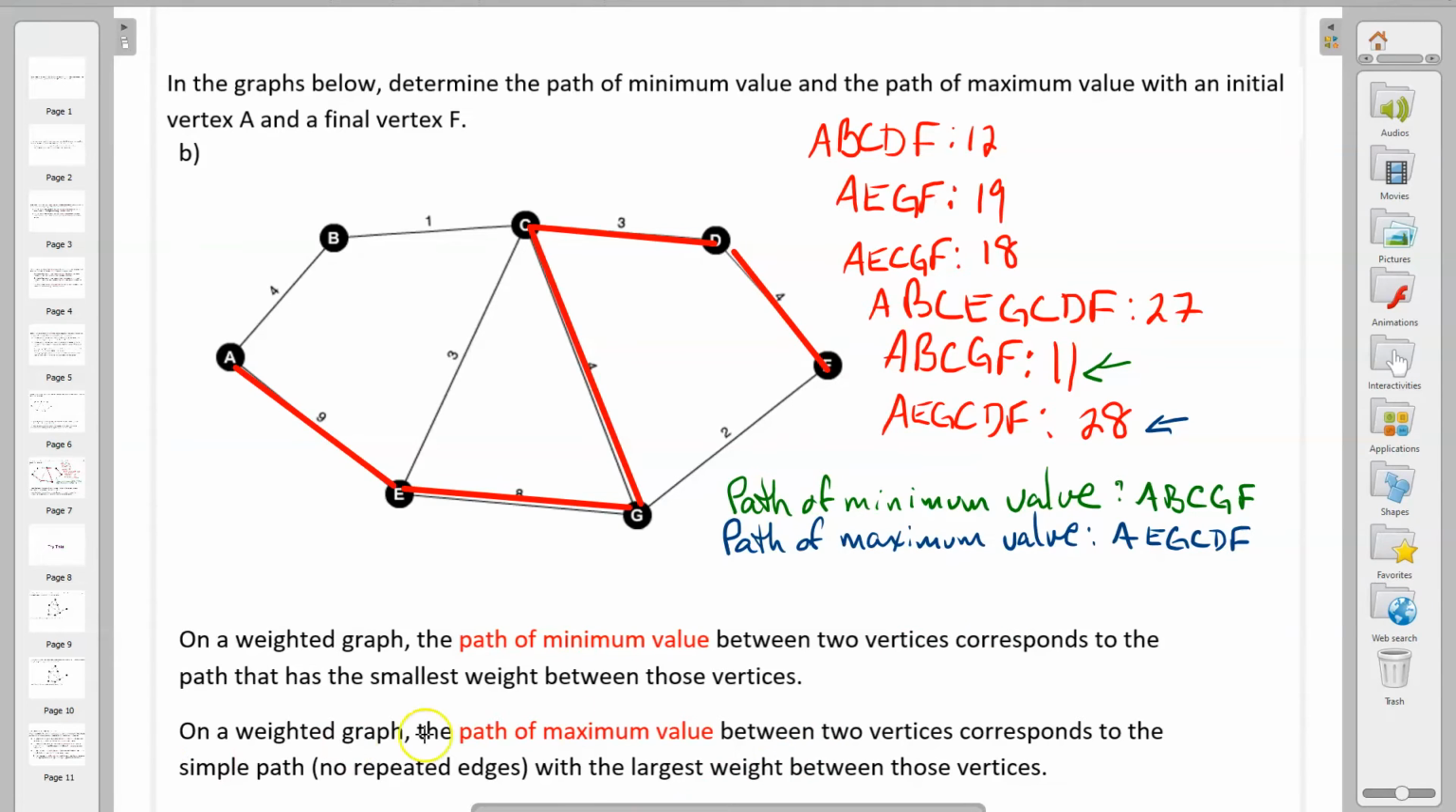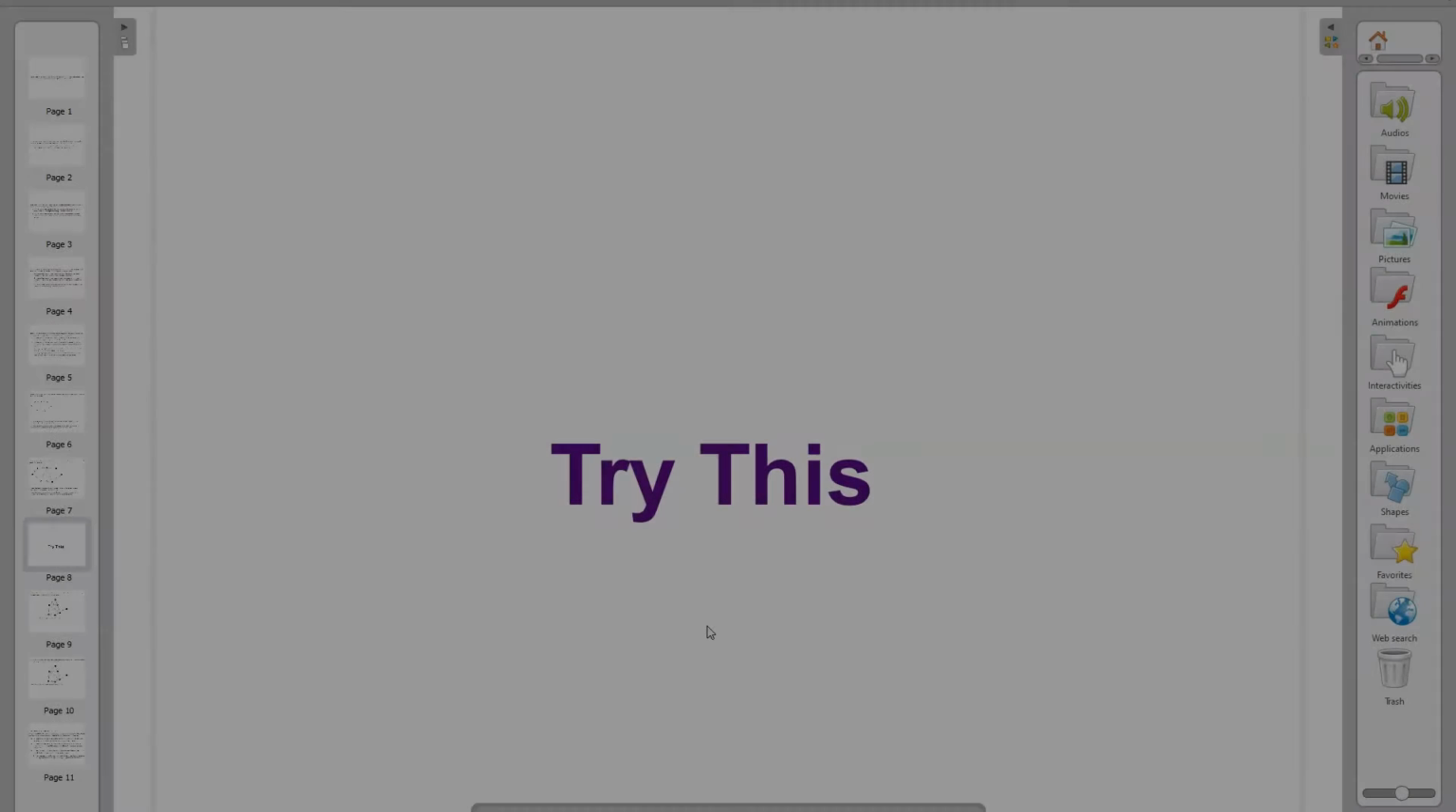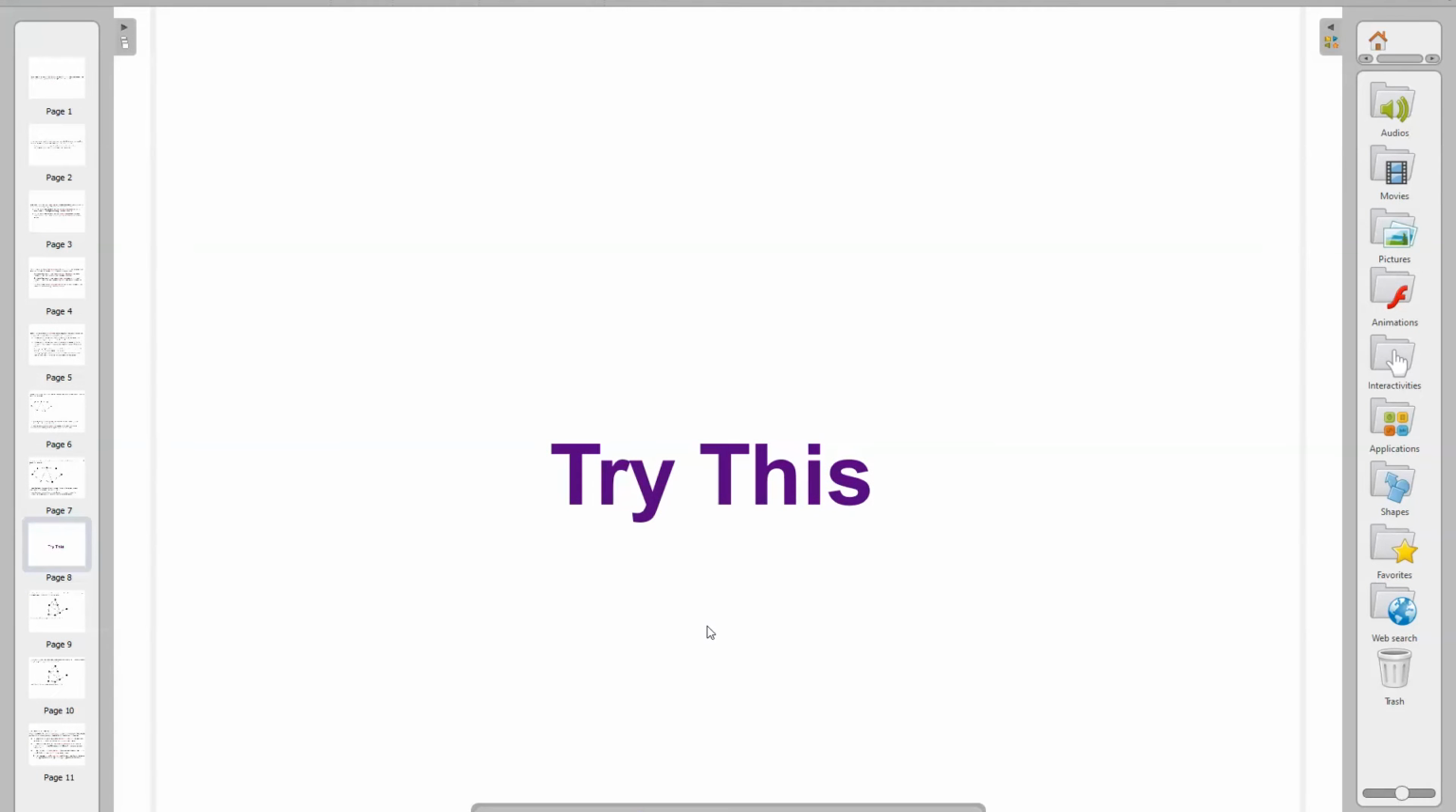So to recap, for the path of maximum value, we look for the path that started at A and ended at F that gave us the largest value when we added up the weights of all the edges in the path without repeating any edge. Try this question on your own, then come back to look at the solution.